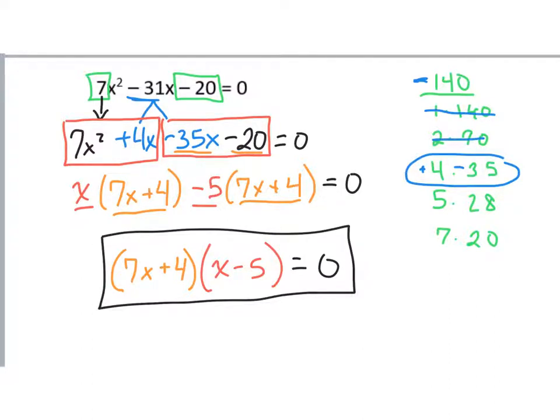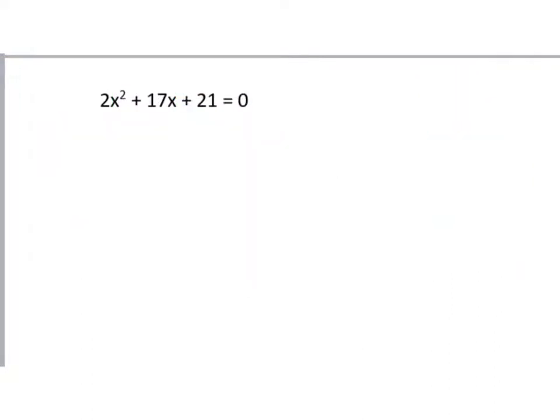All right, let's look at one more. 2x squared plus 17x plus 21. Okay, first thing I'm going to do, multiply the outside two factors to get a positive 42. Multiples of 42 are 1 and 42, 2 and 21, 3 and 14, and 6 and 7.